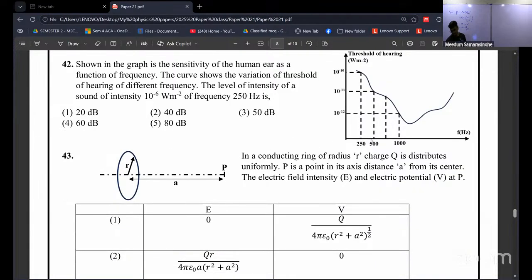So if the frequency of the sound is 500 hertz, the threshold is 10 to the power minus 11. When the frequency is 1000 hertz, the threshold is 10 to the power minus 12. Okay, you need to take it like that.